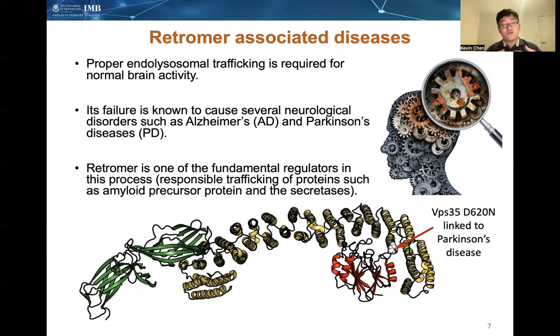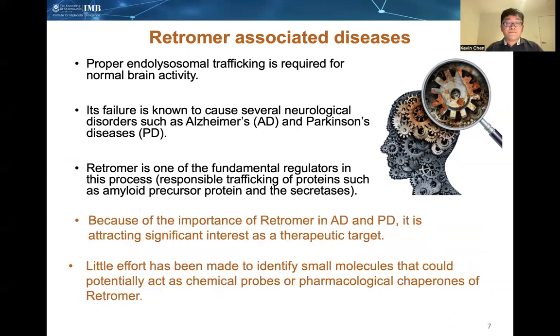More studies have shown that retromer is potentially a target for both Alzheimer's and Parkinson's disease. Given its importance, it is an emerging and attractive therapeutic target. But we found that very little effort has so far gone into identifying small molecules that could act as a chemical probe or chaperone of retromer. In other words, we don't want to inhibit retromer in this case, we want to stabilize it, which makes the drug discovery process a lot more challenging based on our knowledge. So the aim of the project is to identify such a chemical probe or functional chaperone.